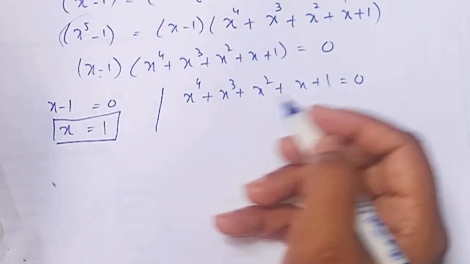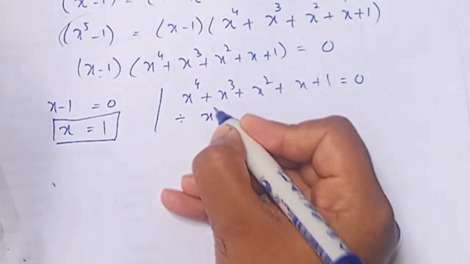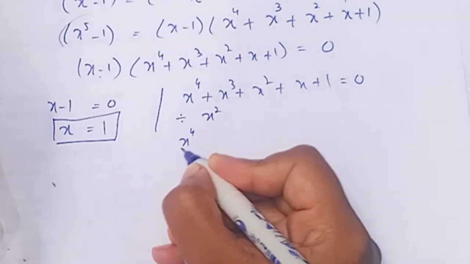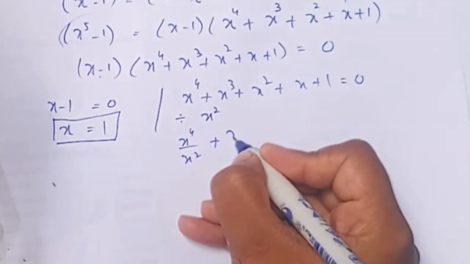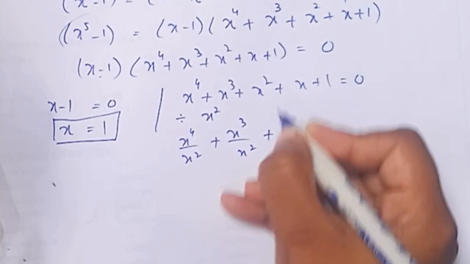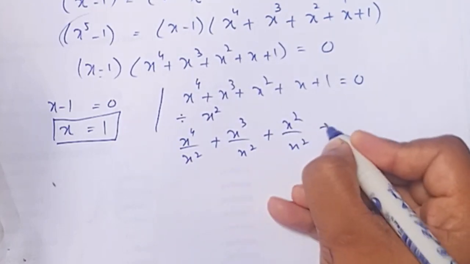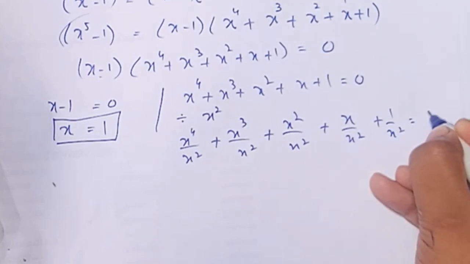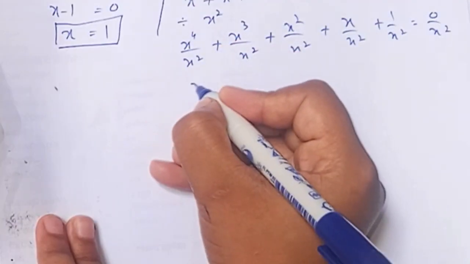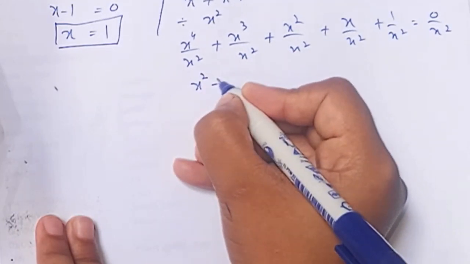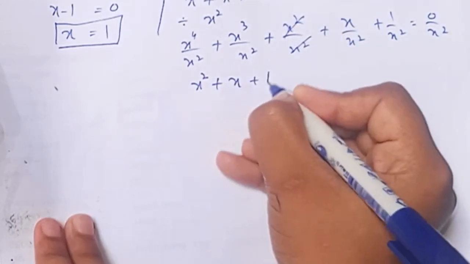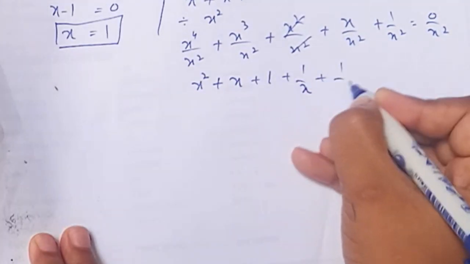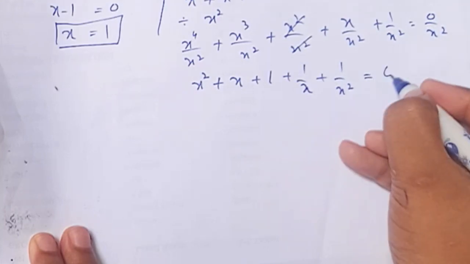Now look at this equation. To solve this equation, first of all we divide this equation by x square on both sides. So x raised to the power 4 divided by x square, plus x cube divided by x square, the next term x square divided by x square, plus x over x square, plus 1 over x square is equal to 0 over x square. Now the first term becomes x square, the second term becomes plus x, the third cancels and we just get a 1, then plus 1 over x, and plus 1 over x square. 0 divided by x square is 0.